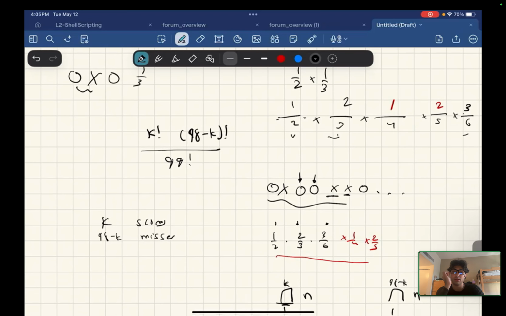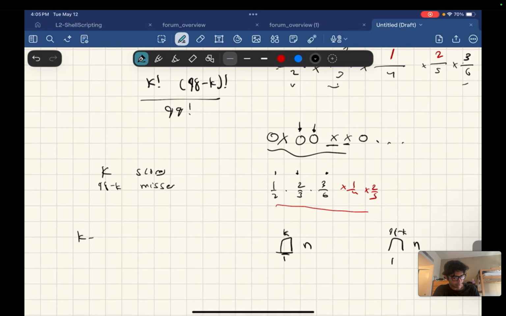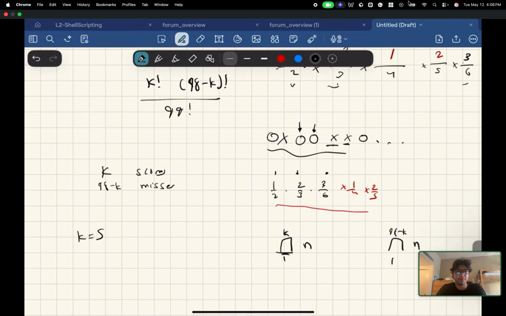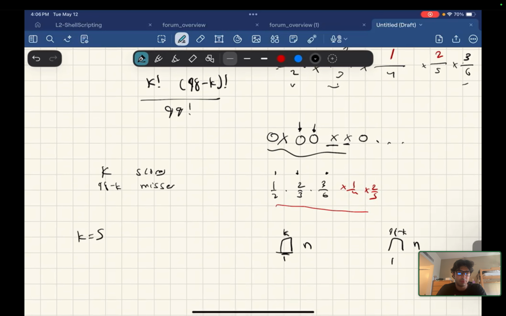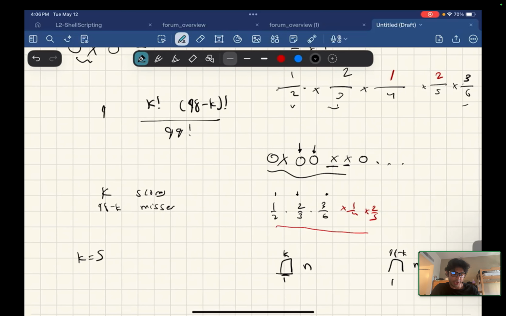But let's say k was equal to 5. That means we scored 5 times total in the remaining 98. Well, this could have been make the first 5, miss the other 93. It could have been miss 93, then make 5, right? All we know is we made 5. And so we want to account for all possible ways to make 5. And there are 98 choose k different ways to make k shots.